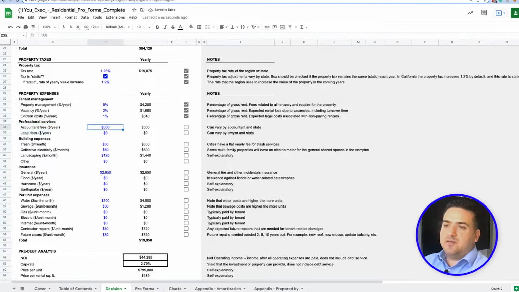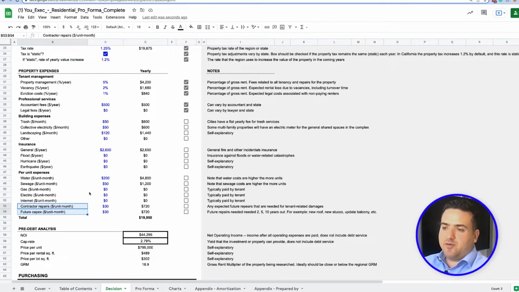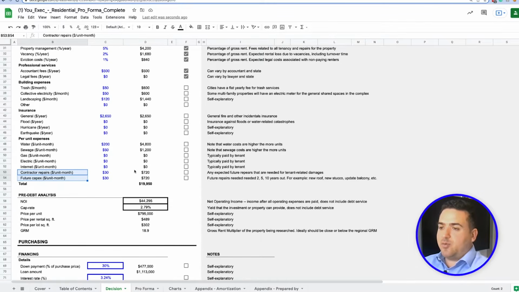Then you want to write the dollar per year fees. So for example, you might have an accountant or an attorney that will have a yearly fee for the property. So you want to write that in. And lastly, you want to write all the expenses that relate to the property itself. These are building expenses, then you have insurance, and if you as a landlord are paying utilities, you want to include how much water or sewage, gas, electric, internet, contractor repairs, and future improvements on the property you're going to include. These expenses are very important that you write them down accurately.